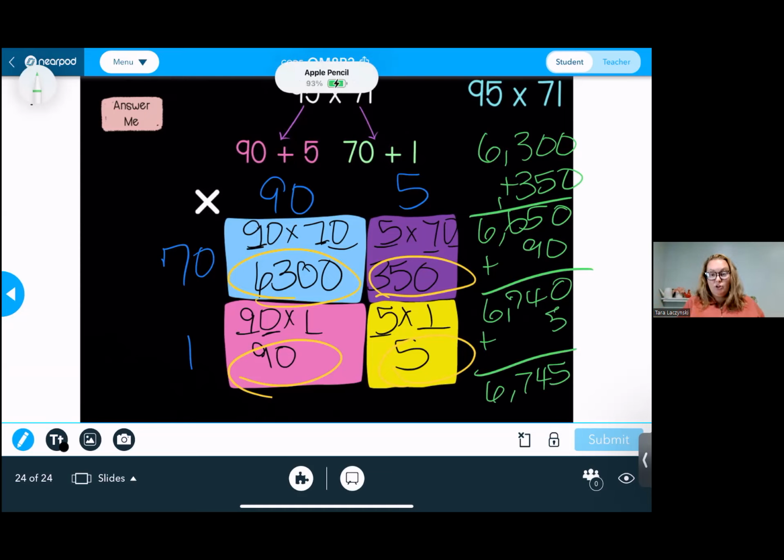Again, if you prefer to use stacking, traditional, that's what I want you to practice with. If you prefer to use boxes, that's what I want you to practice with. And if you have questions, please bring them to class.